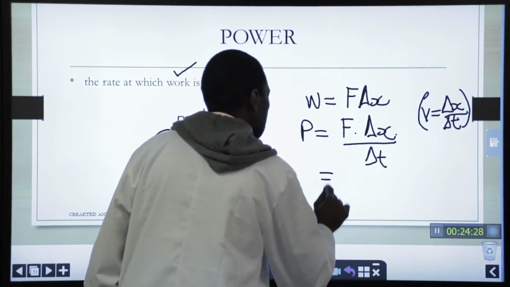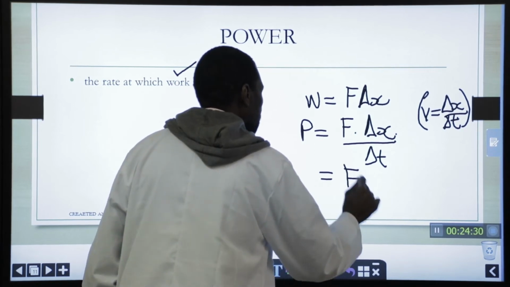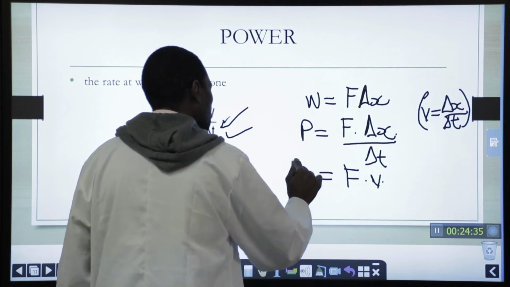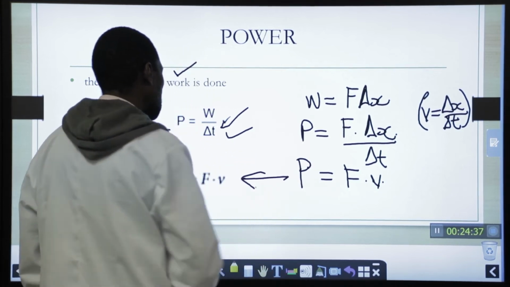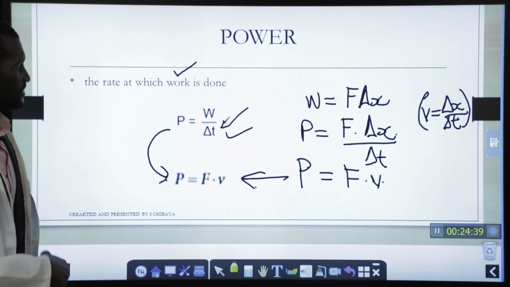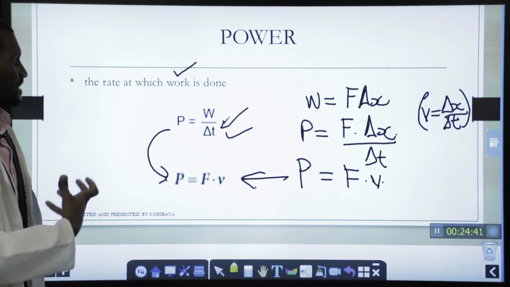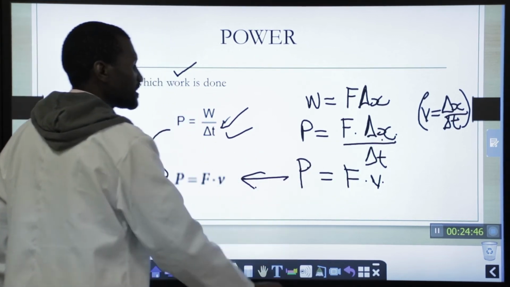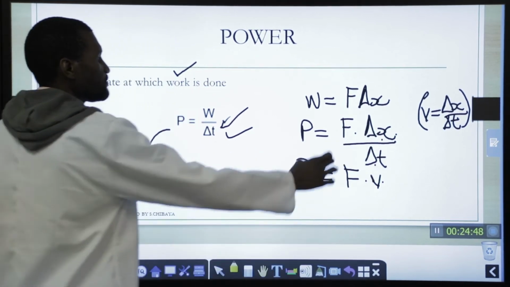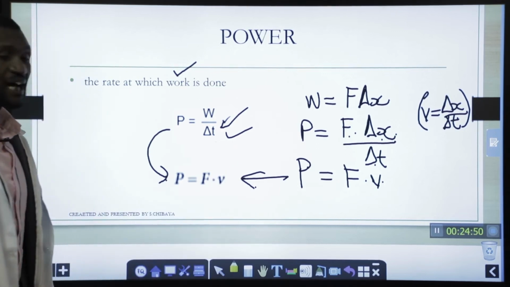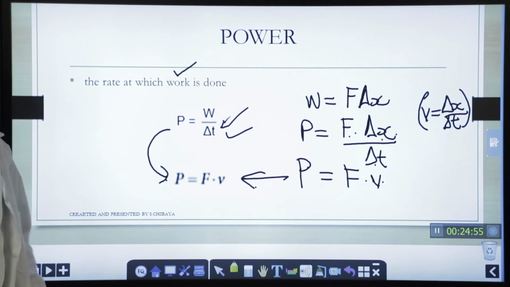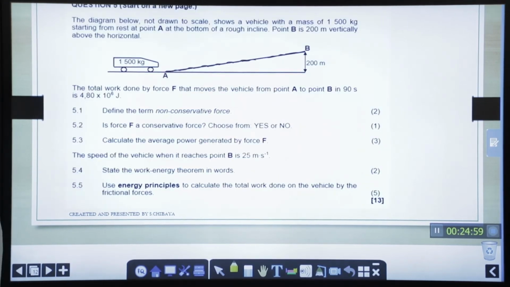Therefore, I can safely say that F multiplied by V gives me the value of P, which is exactly what you see here. So keep it in your mind that sometimes you could be given the displacement and the time and the force, and you're required to calculate power. Will you be able to do that? Of course, you must be able to do it. All right, let's look at a question quickly.